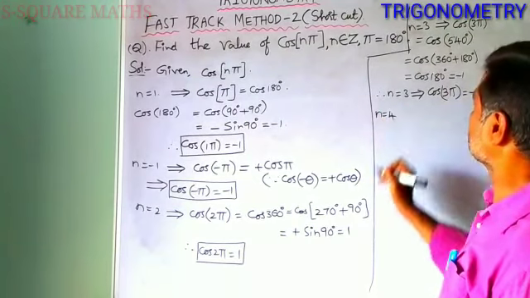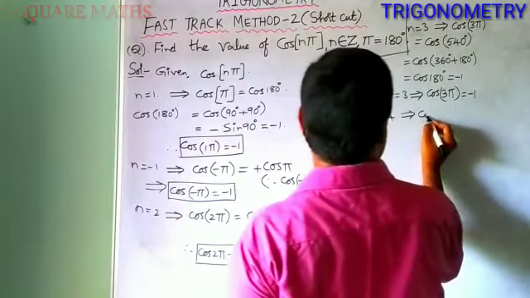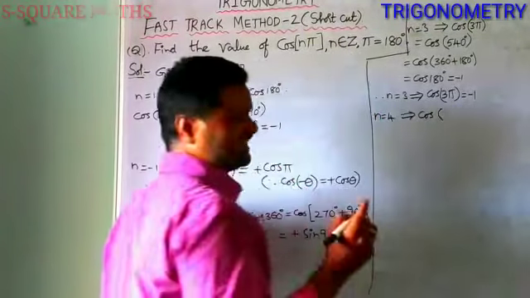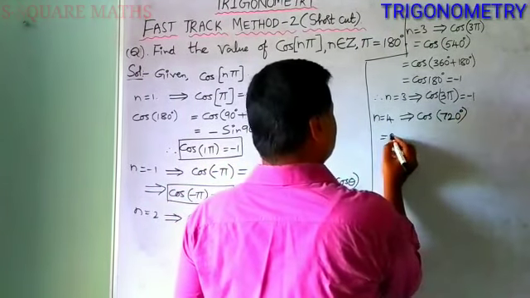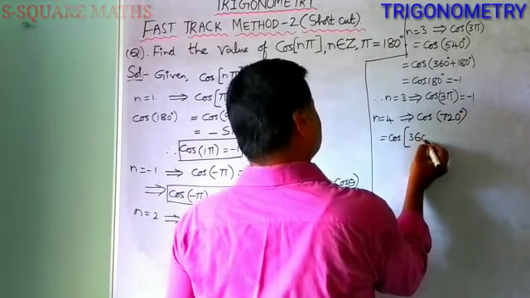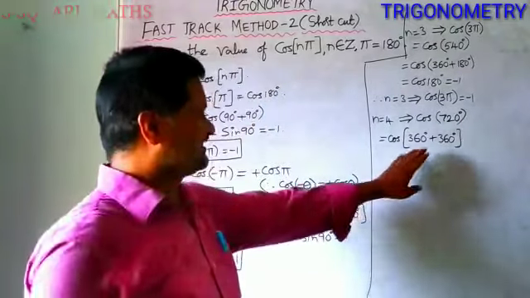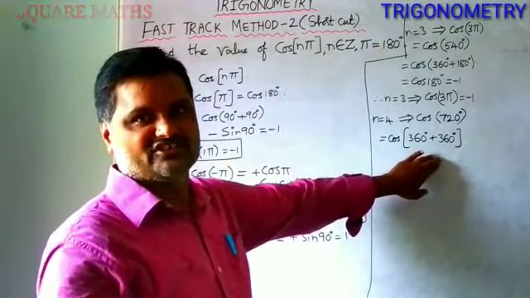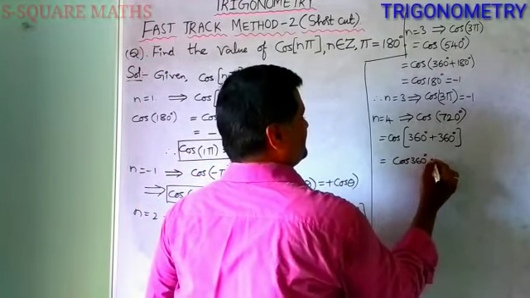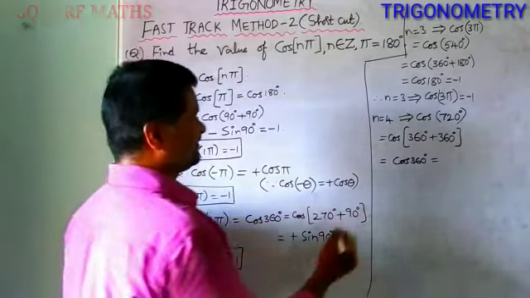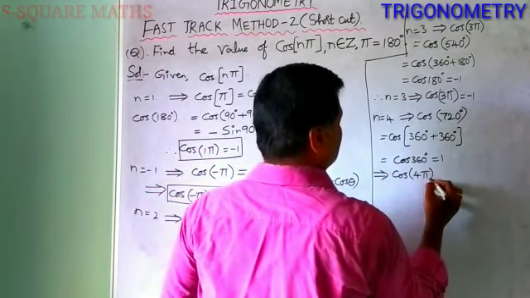Now n is equal to 4. Substitute n is equal to 4 here. I will get cos of 4 into pi. Pi is 180, and 180 into 4 is 720 degrees. Now I can express this as 360 degrees plus 360 degrees. Since it is 360 plus theta, again it completes one revolution. So again it reduces to cos 360 here. Already we have done cos 360 is nothing but 1. So this implies cos 4 pi is 1.